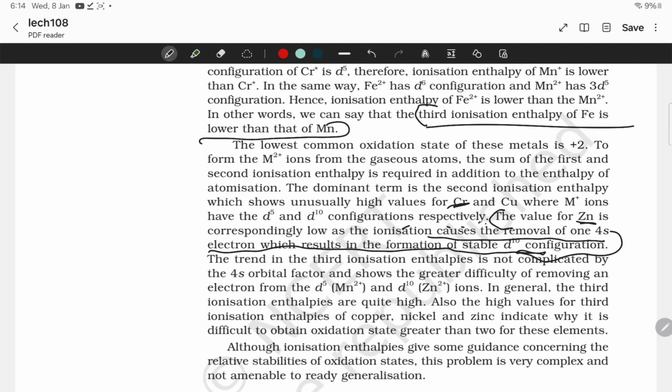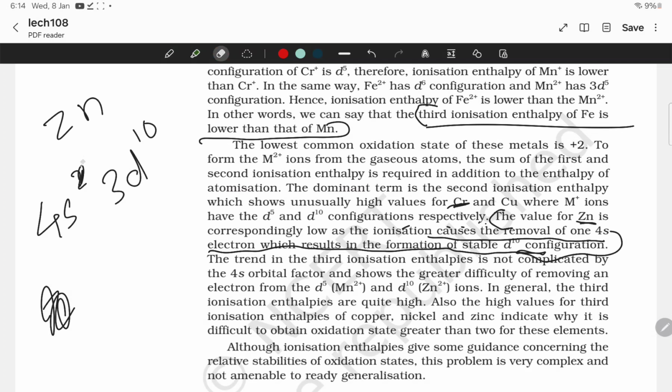I'll write the configuration. That's easy. The configuration is 4s2 3d10 for zinc. If I am taking the first ionization enthalpy, one will be removed from here, so this becomes 4s1 3d10. For the second ionization enthalpy, one more will be removed, it will be 4s0. Here look, a fully filled d subshell, so it is stable.